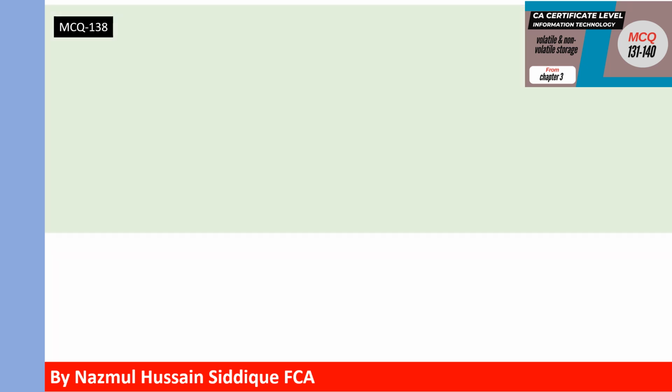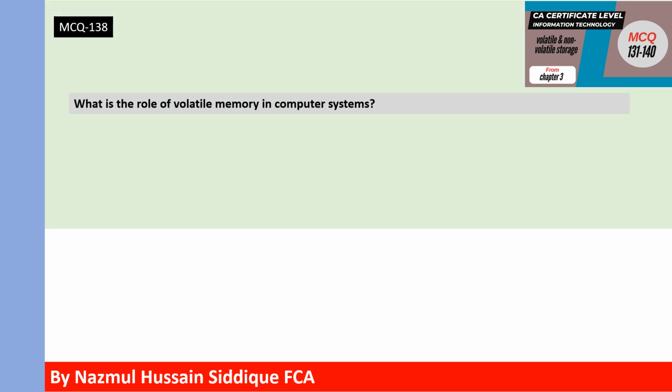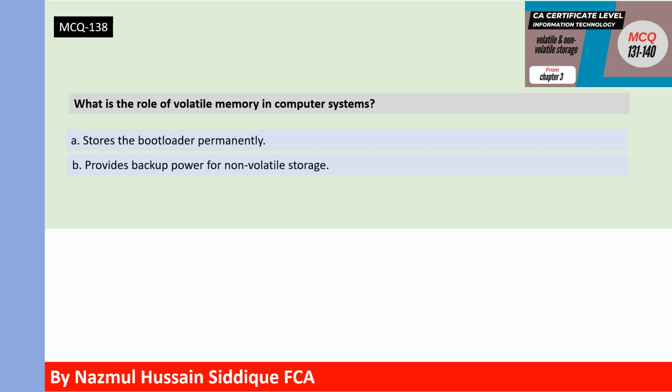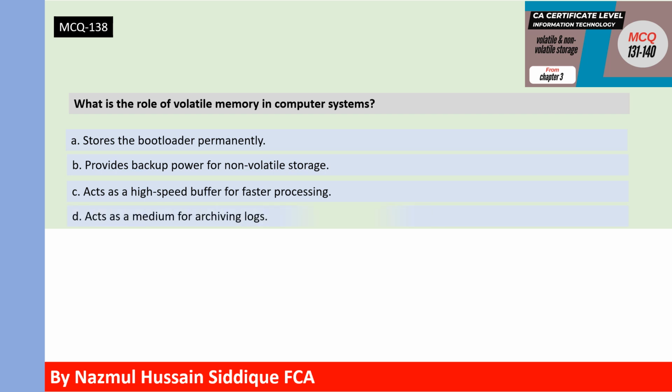Question number 138. What is the role of volatile memory in computer systems? Option A, stores the bootloader permanently. Option B, provides backup power for non-volatile storage. Option C, acts as a high-speed buffer for faster processing. Option D, acts as a medium for archiving logs.